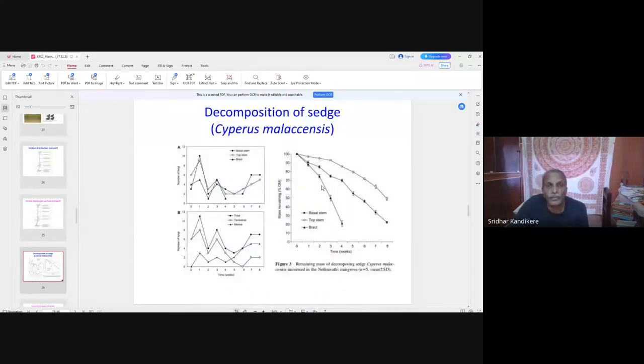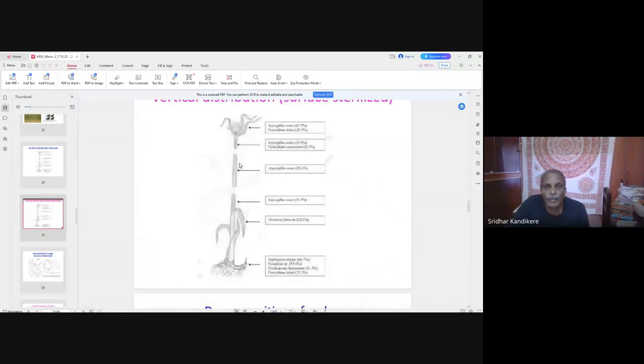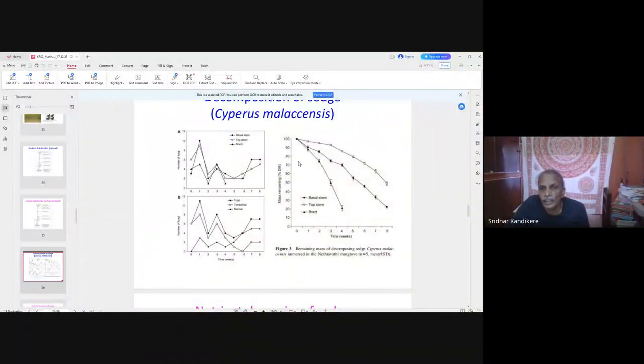When we studied the decomposition of Cyperus melasensis, I have already addressed why decomposition is very important. We have basal stem, top stem, and bract. When we look into the decomposition pattern, mass remaining is highest in the top stem, with 50% mass loss at an 8 week period. Here, 50% mass loss is around 5.5 weeks. Whereas the bracts are very fragile, and 50% mass loss took place in around 3 weeks.